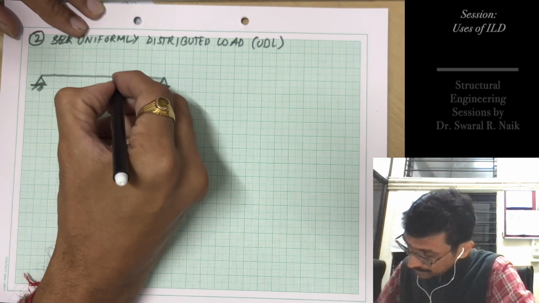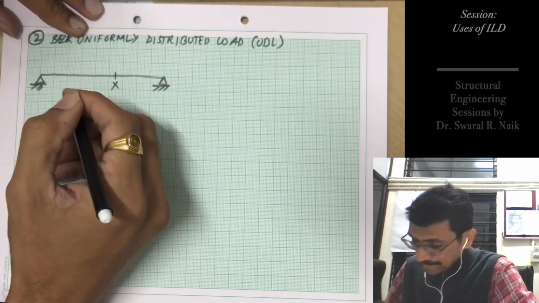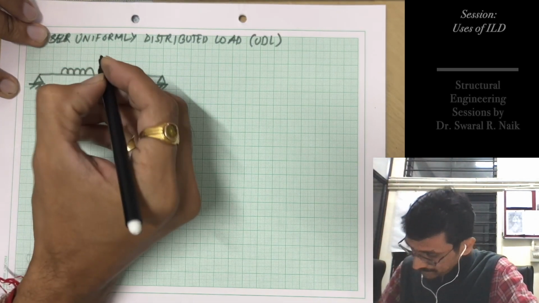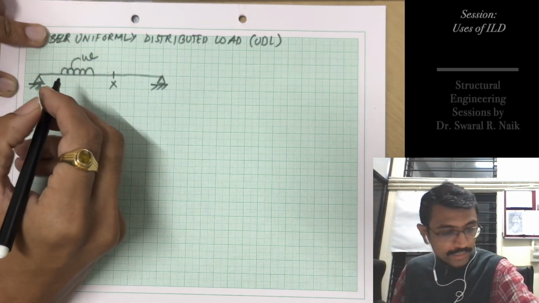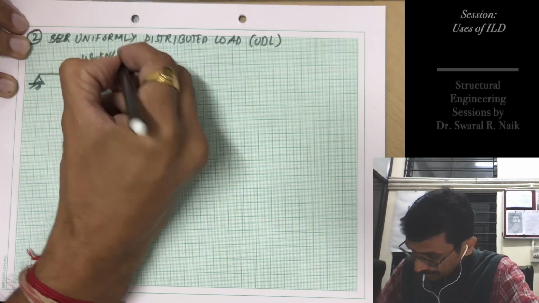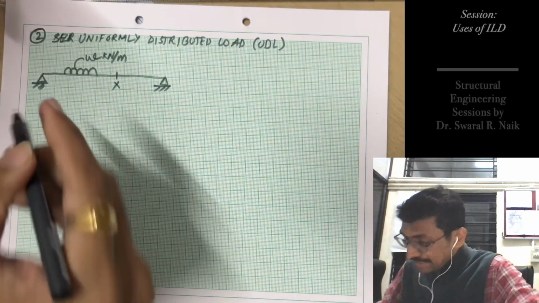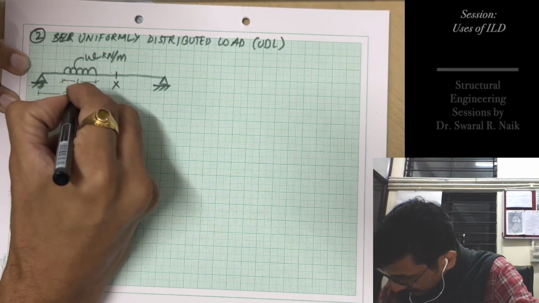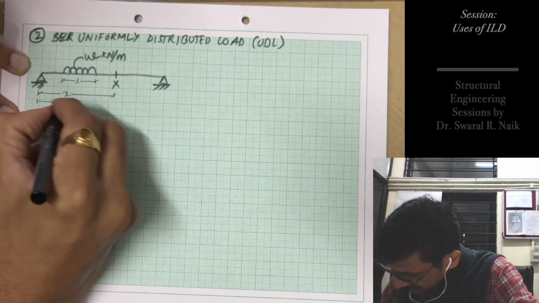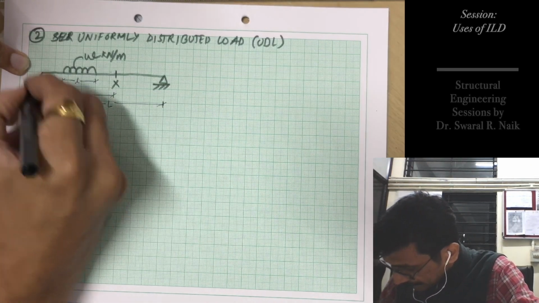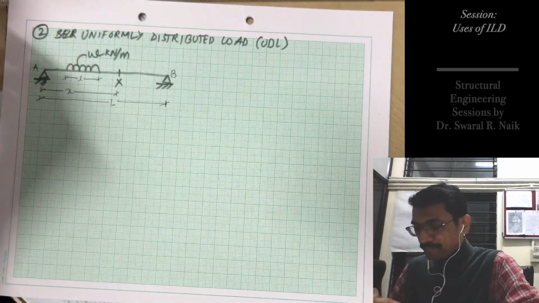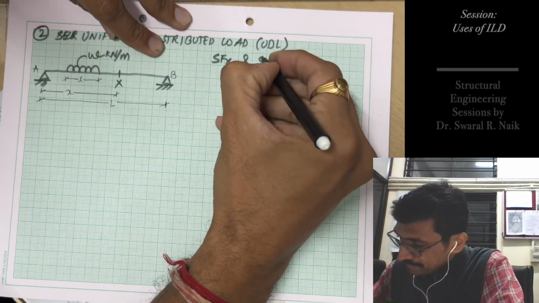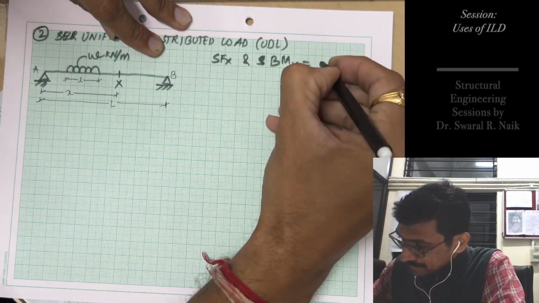Let the section be somewhere here and our UDL be this. Intensity of UDL is W kilonewton per meter. Right. The length of UDL is small l. Distance of section from left support as always is small x and total span is L. This is support A, this is support B. Now in this case we want to calculate what is SF at X and BM at X.